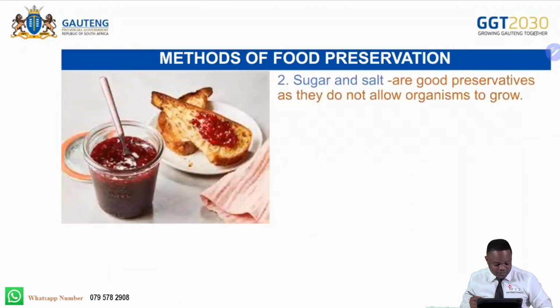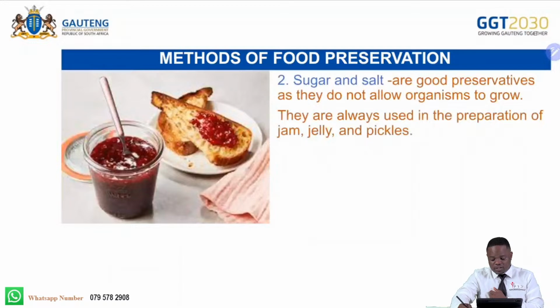Right, number two, yummy. Some of us are already recognizing that that is jam. Okay, so a combination of sugar and salt can actually be used to preserve food. Okay, why do they preserve food? It is because they do not allow the microorganisms to grow. Right, and remember, these typically are used in the preparation of jam, jelly, and even pickles. Right. So sugaring and salting is another method of preserving our food.